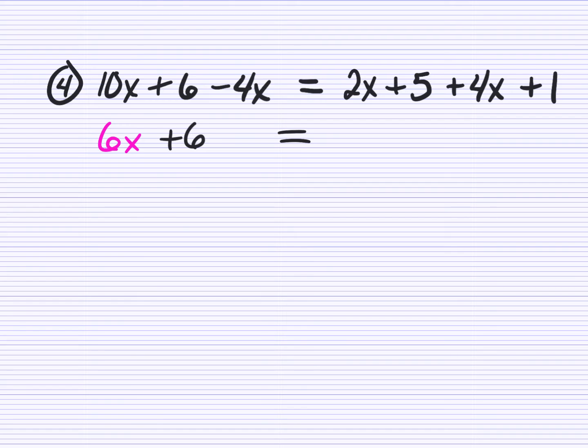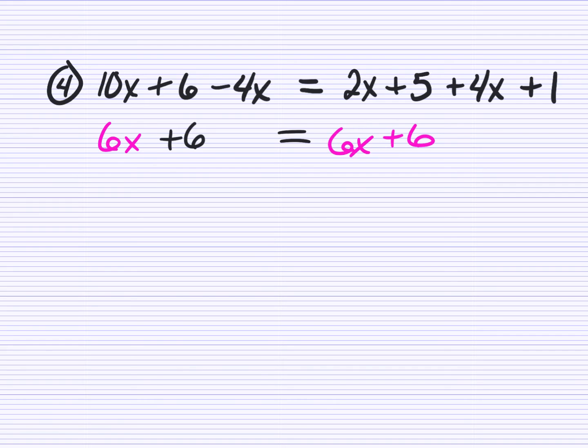Then I look over on the right-hand side. I see like terms 2x and 4x. And again, since they're on the same side, I do not need an upside down t to get them together. So positive 2x and positive 4x is also 6x. I also see another set of like terms over here. Positive 5 and positive 1. They're on the same side. So again, I do not need an upside down t to get them together. Positive 5 and positive 1 combine to give me positive 6.